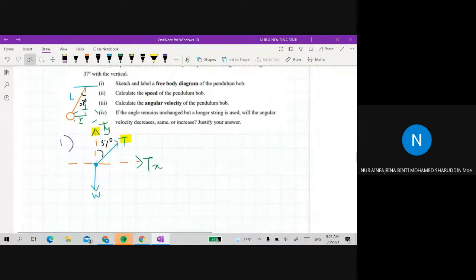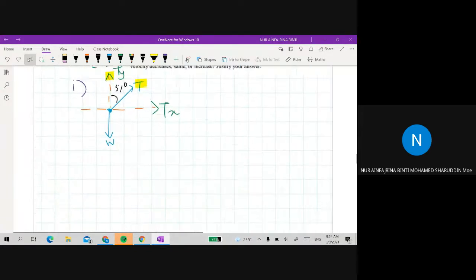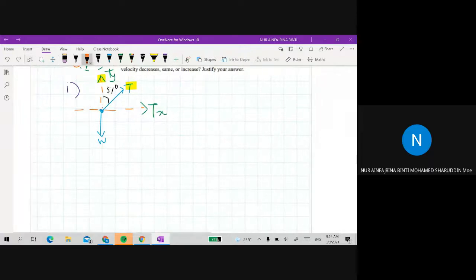Okay, how do we calculate the speed of the pendulum bob? Anyone? Macam mana awak nak calculate the speed of the pendulum bob? Guna Fc equals to mac. Okay, very good. Fc equals to mac. Okay, then the next step? Fx equals to mac. Very good. Summation of force in X component equals to mac.